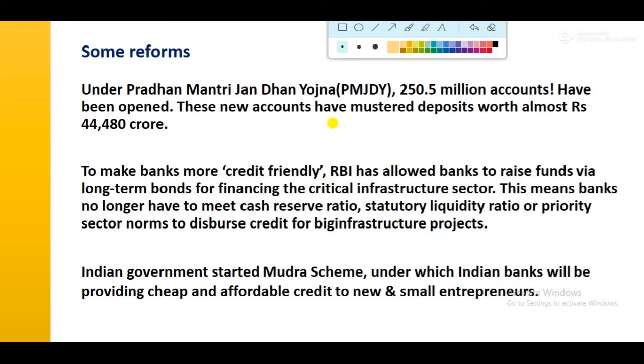To make banks more credit friendly, RBI has allowed banks to raise funds via long-term bonds for financing the critical infrastructure sector. This means banks no longer have to meet cash reserve ratio, statutory liquidity ratio or priority sector norms to disburse credit for infrastructure projects. The Indian government started the Mudra scheme, under which Indian banks will be providing cheap and affordable credit to new and small entrepreneurs.